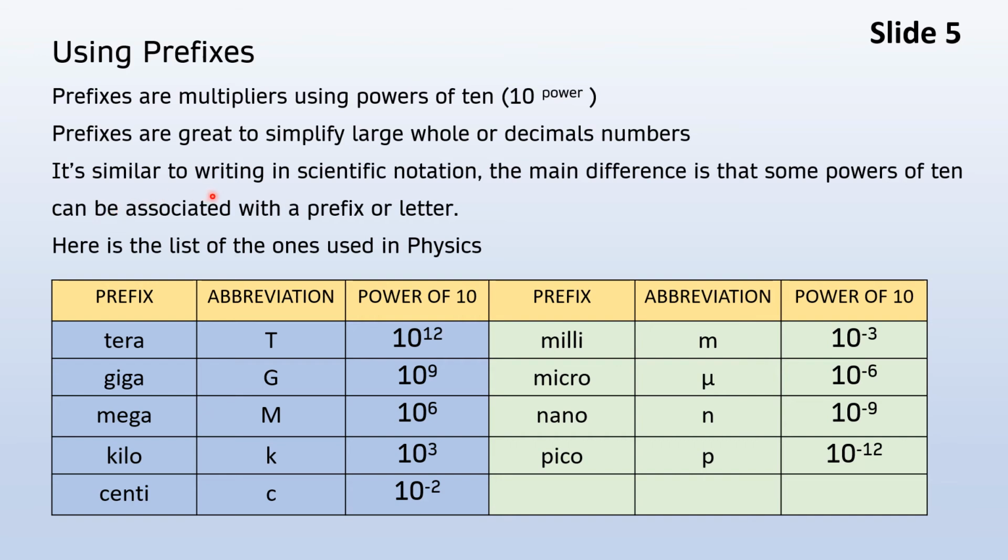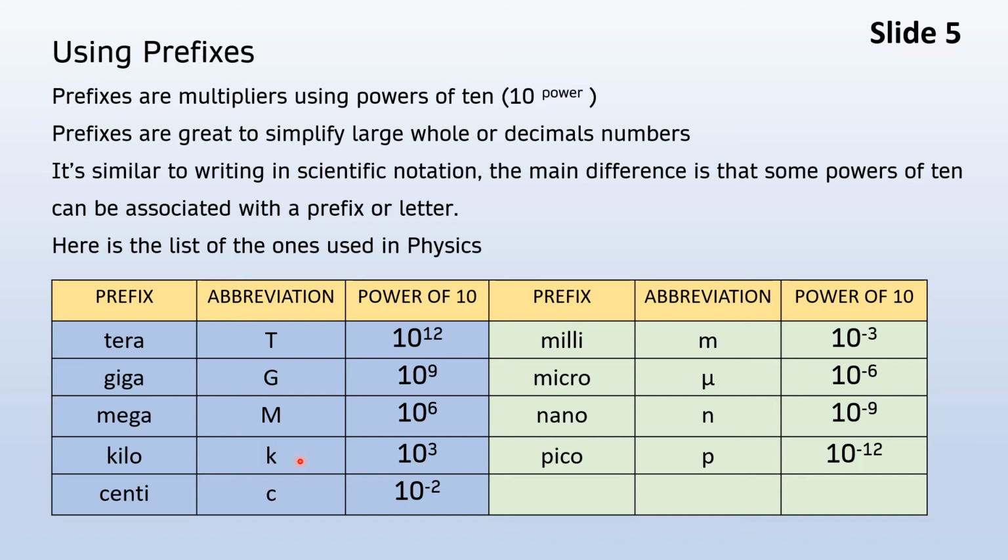So prefixes are similar to writing in scientific notation. The main difference is that some powers of 10 can be associated with a prefix or letter. So here is the list of the ones used in physics. Here is tera, abbreviation uppercase T, and the power of 10 is 10 to the power of 12. Giga, uppercase G, 10 to the 9. Mega, uppercase M, 10 to the 6.